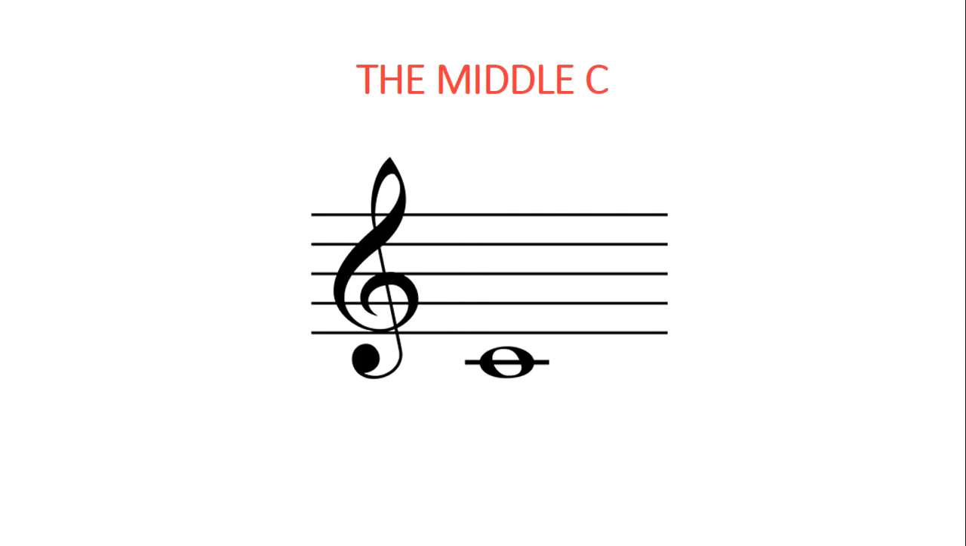Now, what is the middle C on your keyboard? If you're having a 5-octave keyboard, then the middle C is the third C on your keyboard. The third octave is your middle octave. If you're having a 3-octave keyboard, then the second octave is your middle C. If you're having a 7-octave keyboard or a piano, then your fourth octave is the middle octave, and the fourth C will be your middle C.